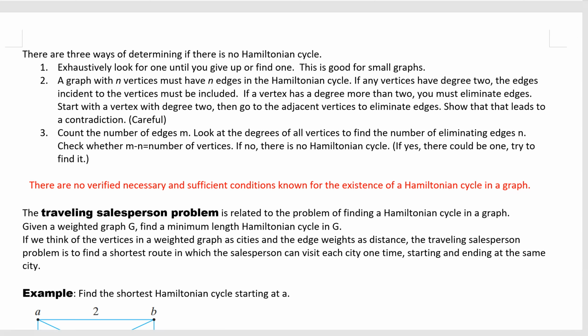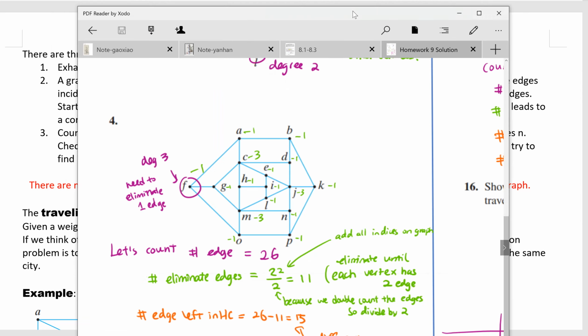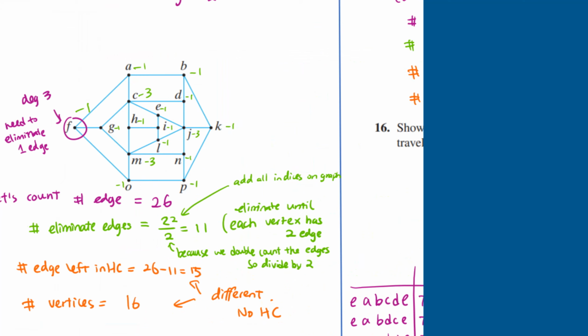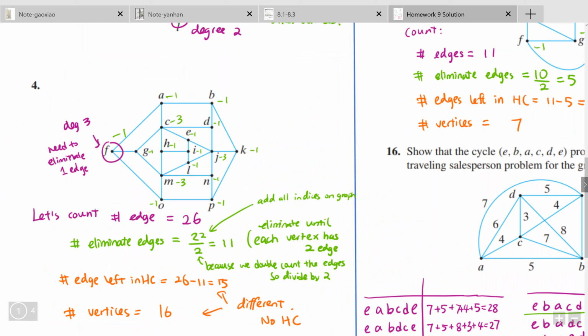Okay. I really want to show you an example. So let me pull up our homework here, because I really want to show you how the second method works. Even though it does not work in our earlier example, it works here. Let's look at this problem. We count the number of edges, and it equals 26. I want to just briefly give you an idea because this is your homework problem. You still need to do it. So I want to show you this method works.